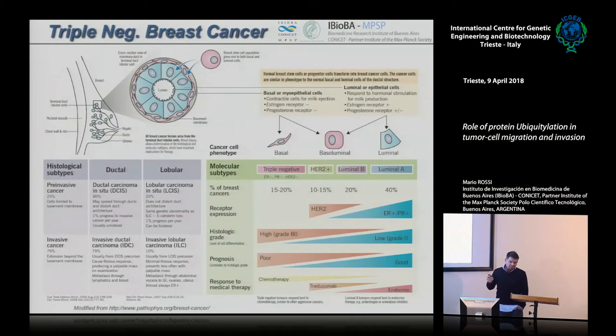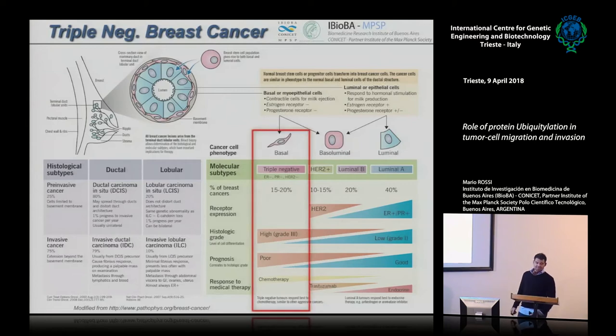So we focus our attention on a specific type of cancer, which is called triple-negative breast cancer. Triple-negative breast cancer is defined by the absence of something. So it doesn't have any of the hormonal receptors that are characteristic of other types of cancer. And so it makes a very interesting system to study.